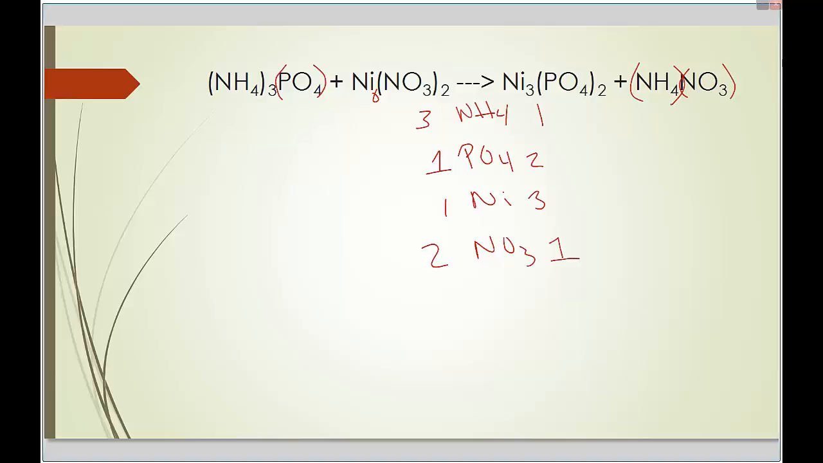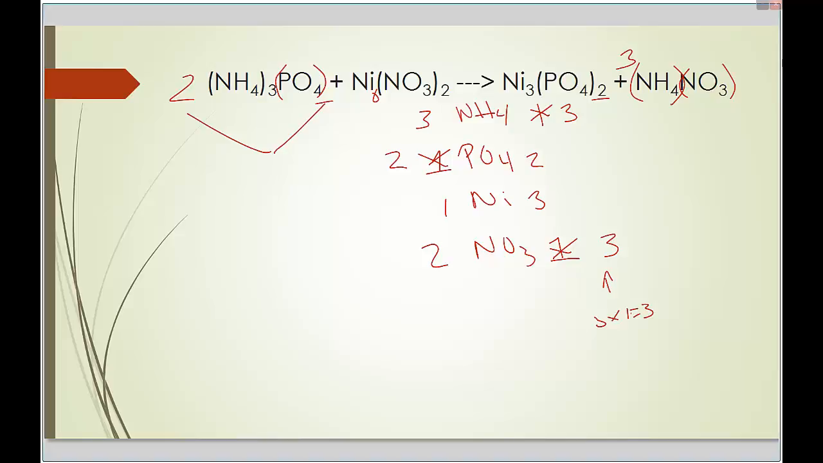This one's going to be a little bit more complicated. Just take it one step at a time. Ammonium, we have 3 and 1, so I'm going to multiply the right-hand side by 3. That changes the ammonium to 3. That then also changes the nitrates to 3, because 3 times 1 is equal to 3. Phosphates, we have 1 on the left, 2 on the right. So I'm going to multiply the ammonium phosphate by 2. That'll give me 2 phosphates, because 2 times 1 is 2.